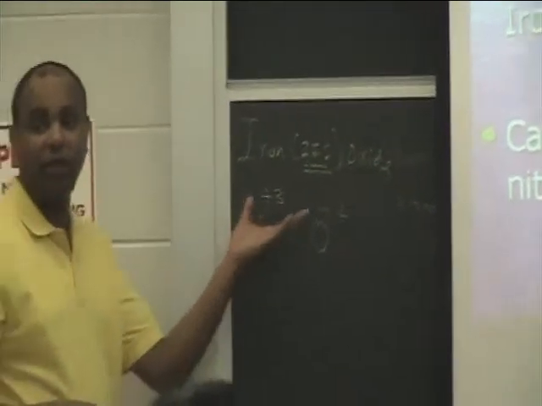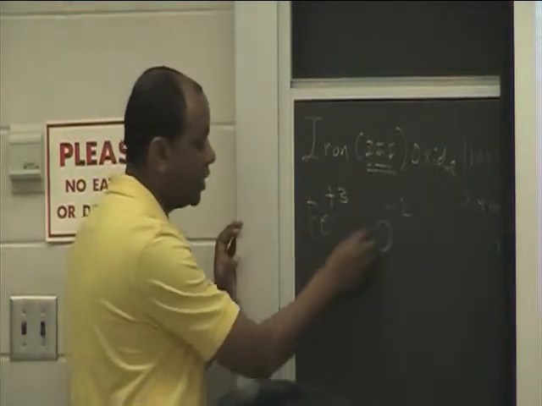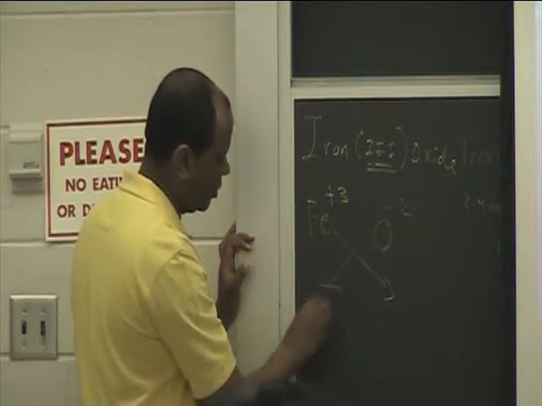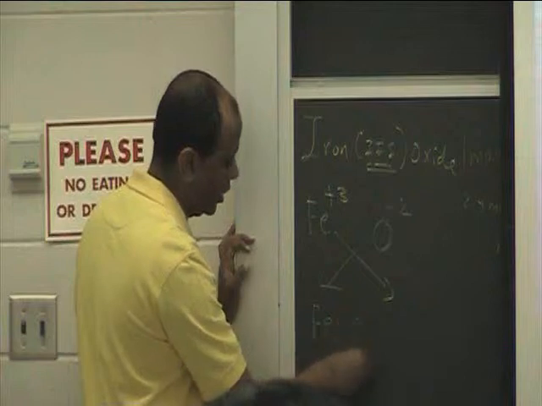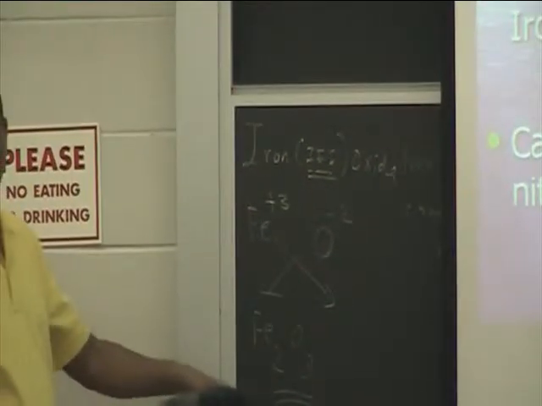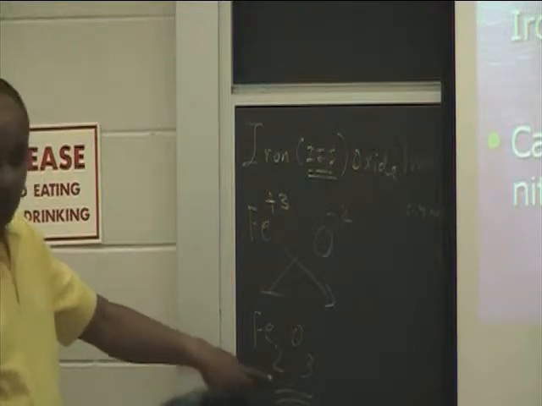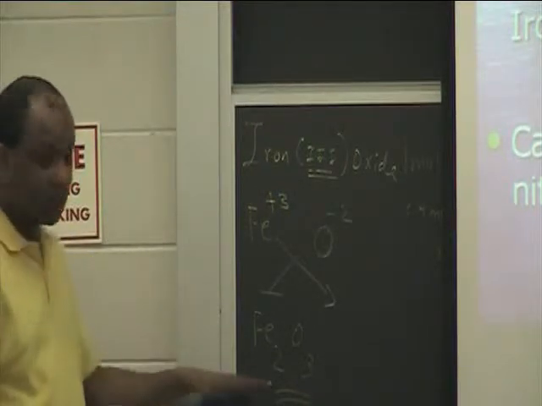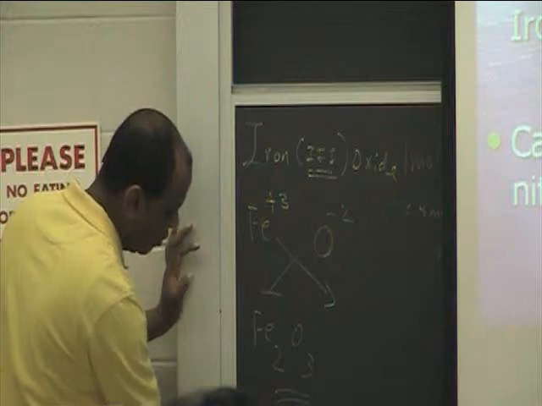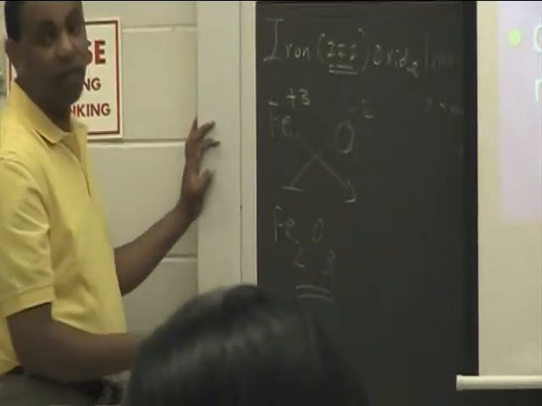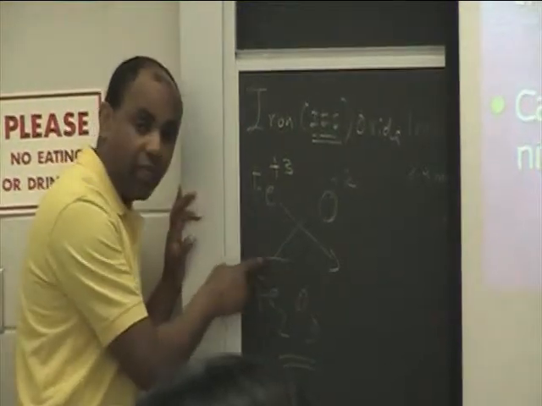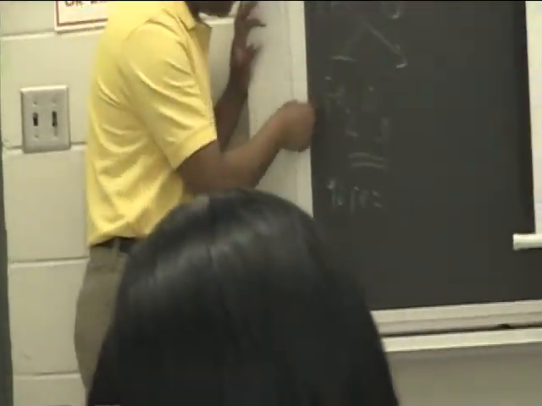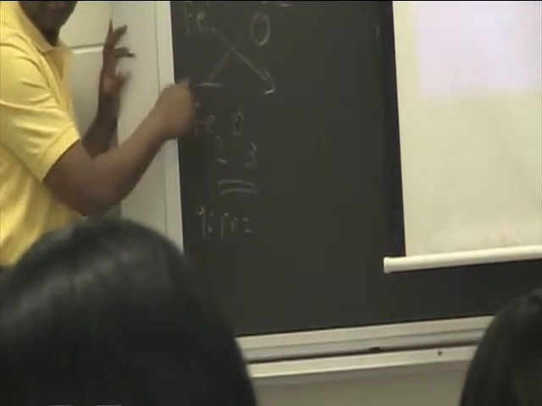So to write the chemical formula, the easiest and simplest way is to use what we call the crisscross system. If I use the crisscross system, this is going to be Fe2O3. That's why iron 3 oxide has a formula of Fe2O3. Now, what is the percentage composition of iron? It is the atomic weight of iron times 2, divided by the whole formula weight of the compound.